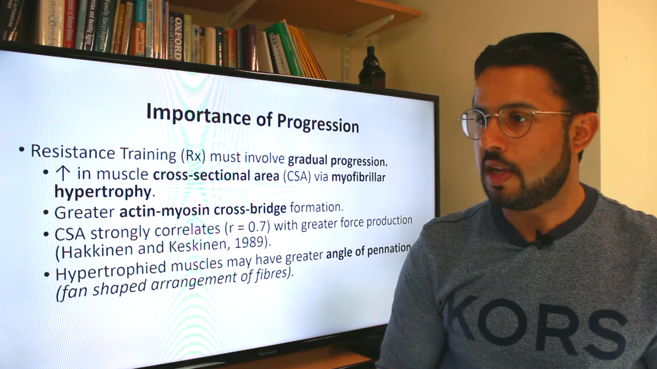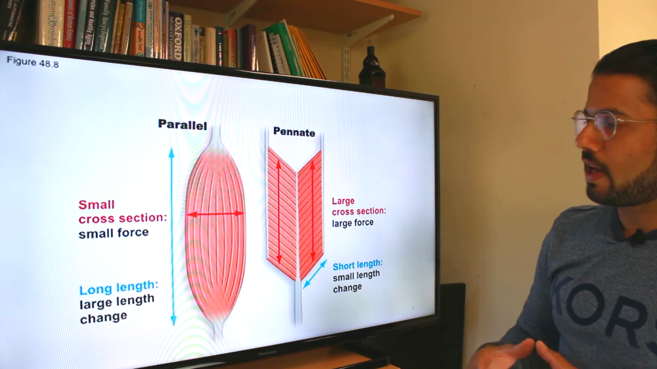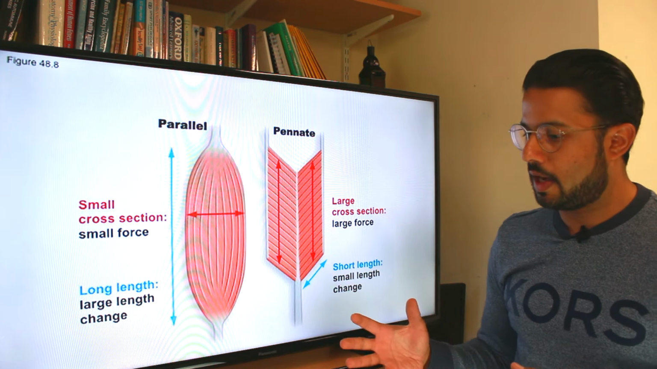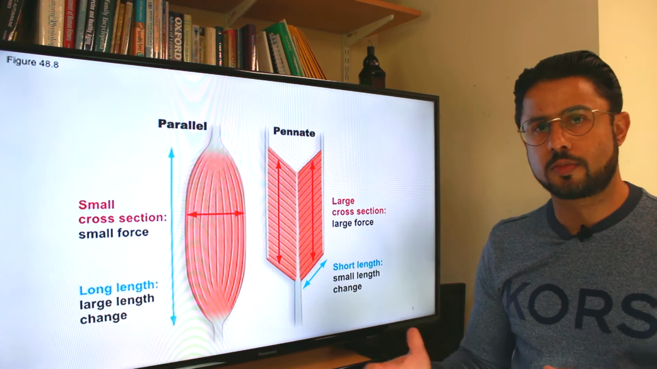Now, one of the physiological things that happens in the muscles is that when the muscles get larger, their angle of pennation also changes. So they almost go to this fan-shaped arrangement of the muscle fibers. Now, let's have a look at a picture. In our body, we have various different striations of the muscle, various different types of fibers, and certainly the pennate muscles, the muscles that are involved in generating a lot of force, will have greater angle of pennation.